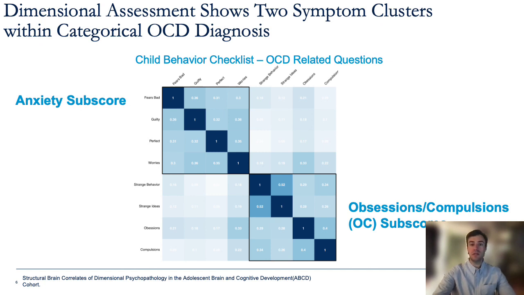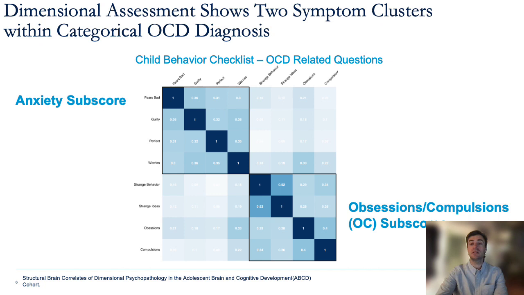One of the things we did was to take a hybrid approach to defining how we were going to look at OCD. First, we took all the children who were diagnosed with OCD based on DSM criteria. Then, within that group, we looked at dimensional OCD symptoms based on the Child Behavior Checklist, or CBCL, which is a well-validated tool to assess psychological symptoms. What I'm showing you here is a correlation matrix of the CBCL questions having to do with OCD among children who met criteria for DSM diagnosis of OCD.